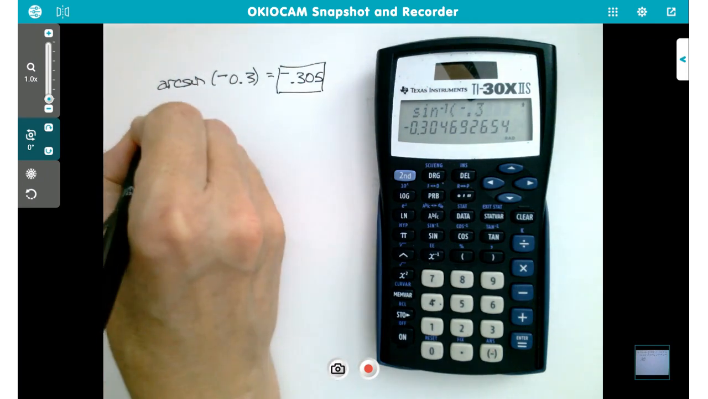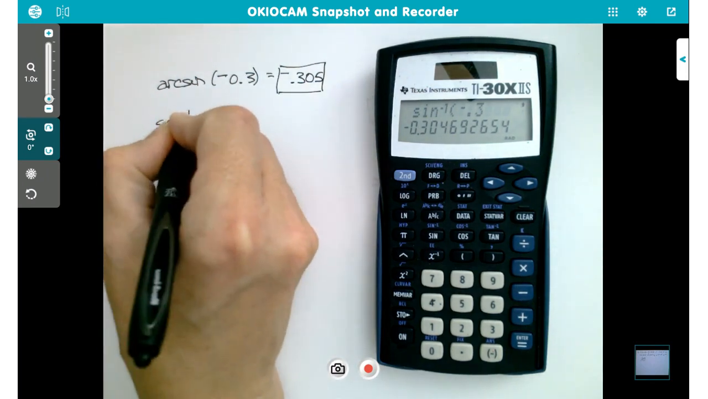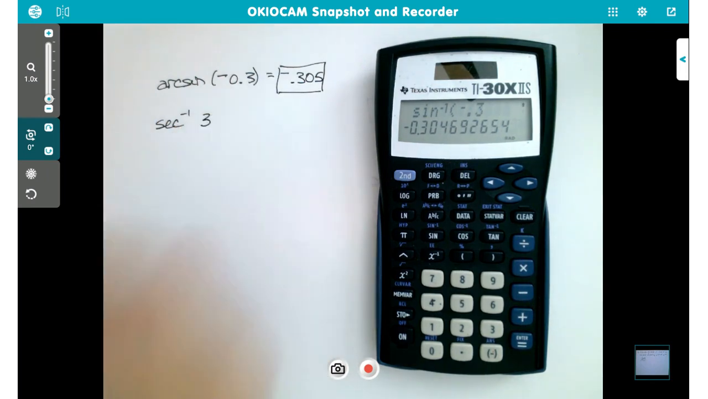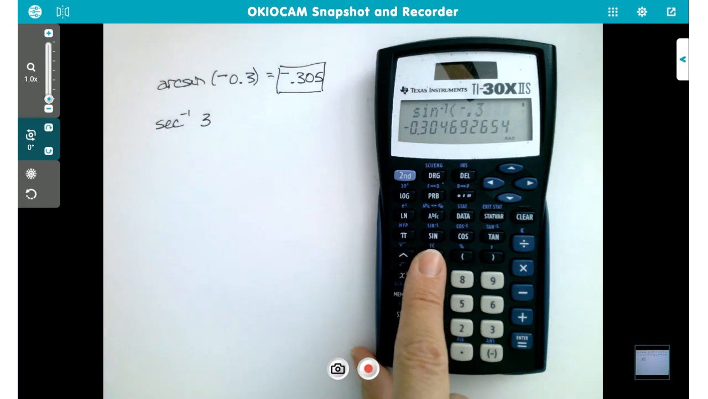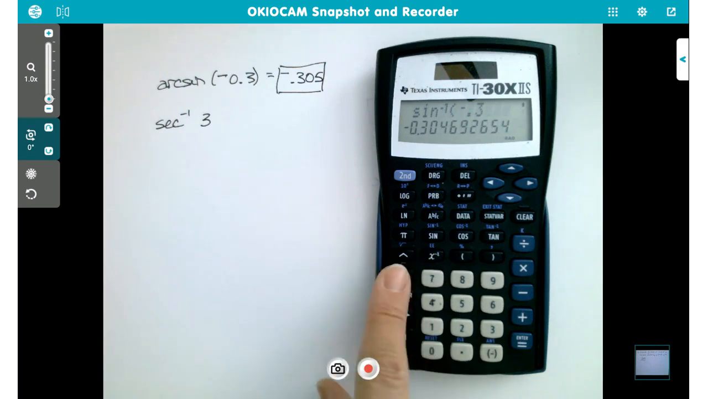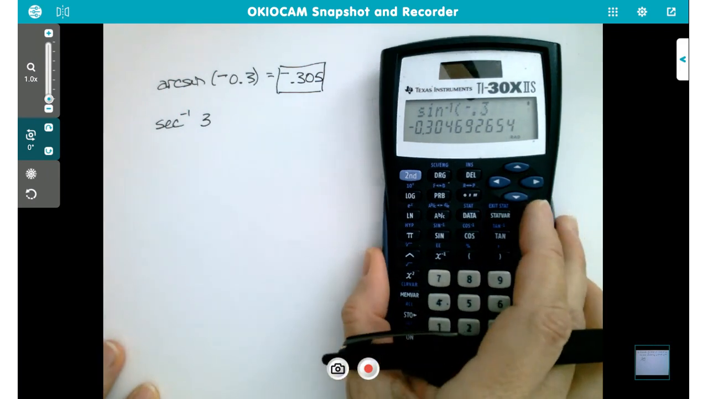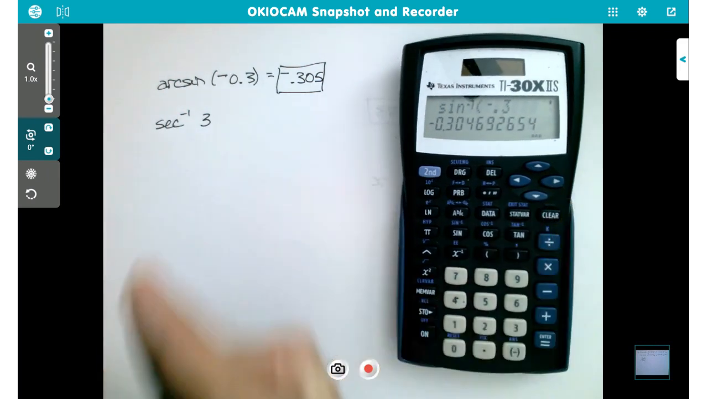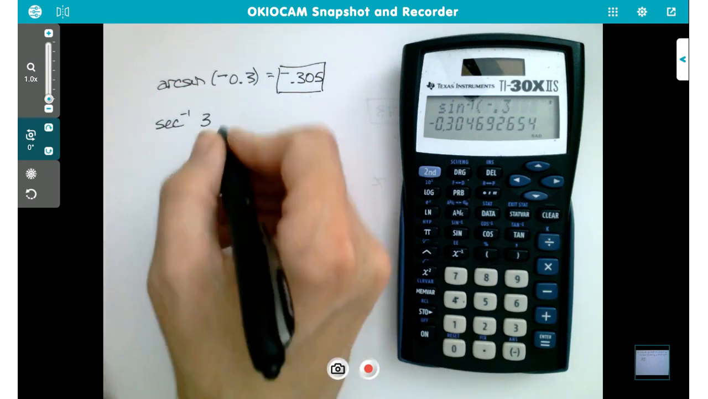If I want, say, the inverse secant of 3, that is a problem, because not only does the typical scientific calculator not have the inverse secant, the inverse cosecant, or the inverse cotangent, it doesn't even have the regular secant, cosecant, or cotangent. So what to do? We're going to walk through the process once, and then after we walk through it once, we don't have to use it ever again. We can just cut to the chase.